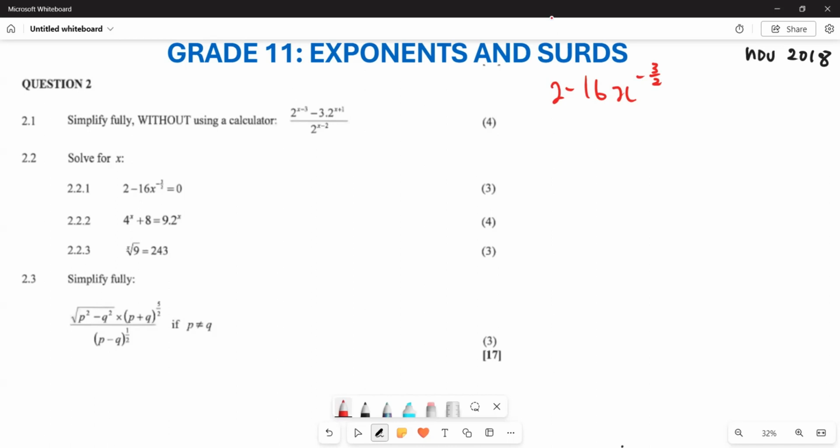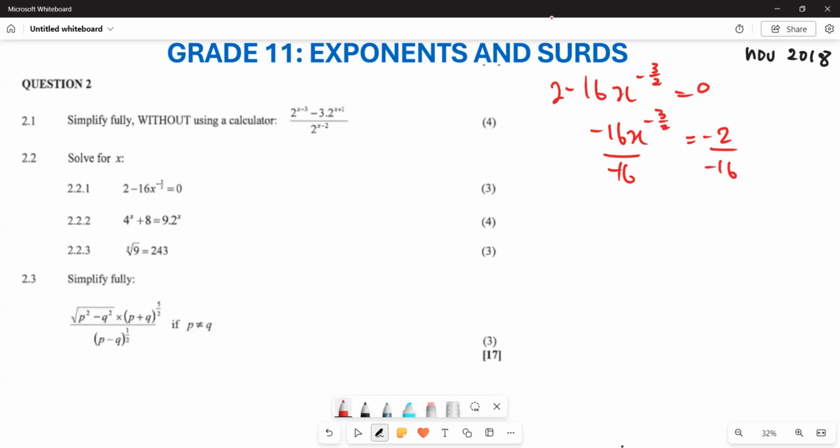Now the first thing that you are going to do, they say this is equal to 0. So you can start by taking out the 2 to the other side. You are going to be left with negative 16 x to the power of negative 3 over 2 is equal to negative 2. Now, the next thing, you're going to divide by negative 16.